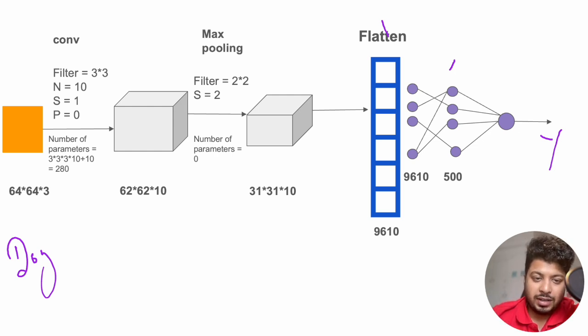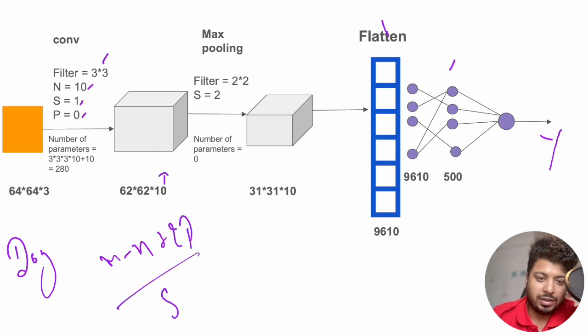So first layer here, if you want to do a convolutional operation, the filter size is n cross n, number of filters is 10, stride is 1, and padding is 0. So the output layer or the output feature here would be 62 cross 62 cross 10. 10 here is the depth, which is the number of filters. 62 cross 62 we will get through the formula, which is m minus n plus 2p divided by s plus 1.